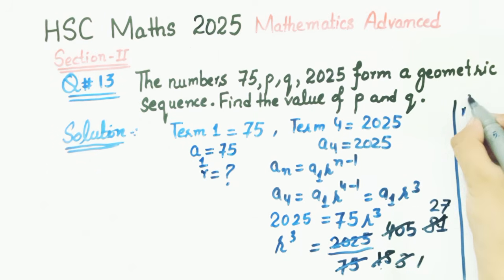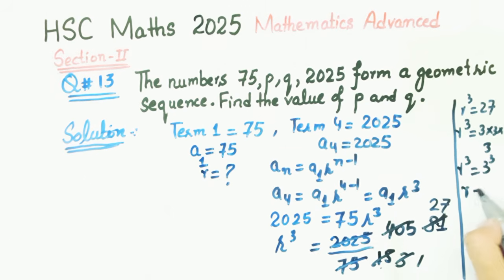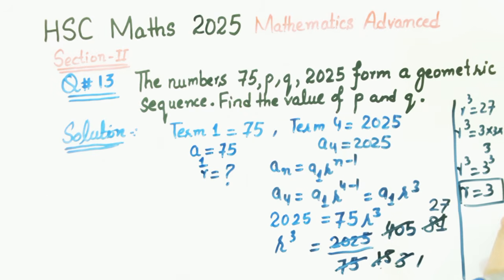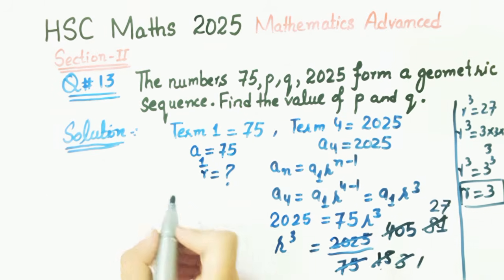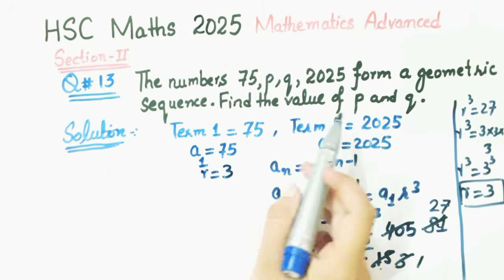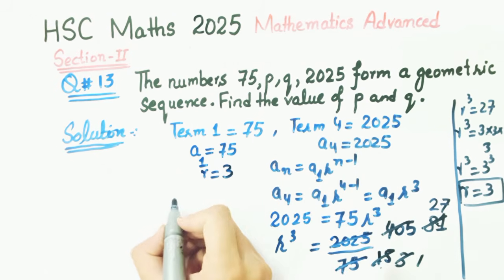We will write R cubed equals 27. Now we can see this is the value of R cubed. So 27 can be written as 3 times 3 times 3, meaning R cubed equals 3 cubed, which gives us the value of R, that is 3, because when the powers are the same, the bases are also the same. Now you have found the value of R. R is 3. In this question, you have to find the value of P and Q.